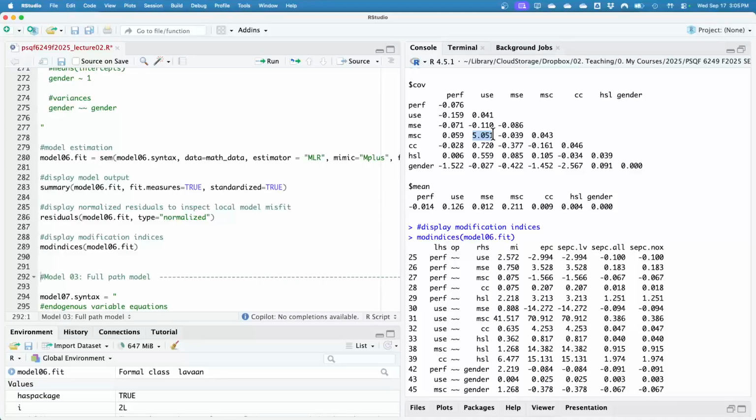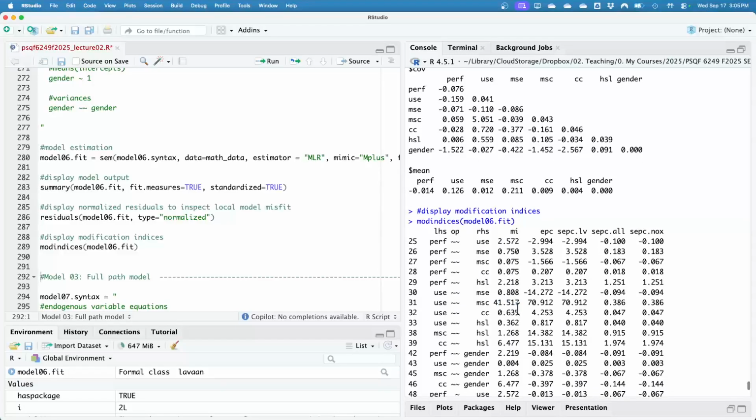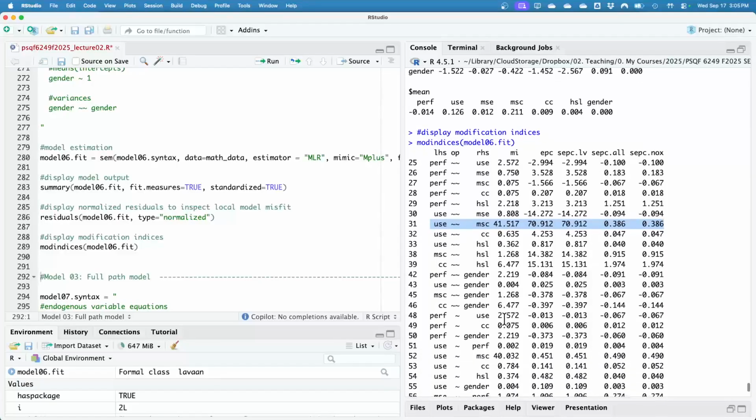Okay. If we look at usefulness and MSC, what you're going to see down the modification indices are very large values. There is a 41 here. Now, this is a double tilde, so that means this is the residual covariance, meaning if we added it to the model, we would expect the likelihood ratio test to change by this much, and the value of the parameter would be 70.9. Okay? But take a look a little bit more. We will see these two variables again.